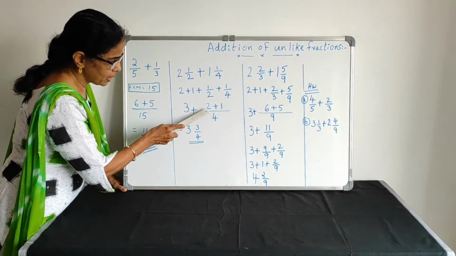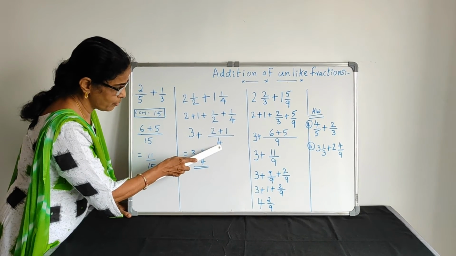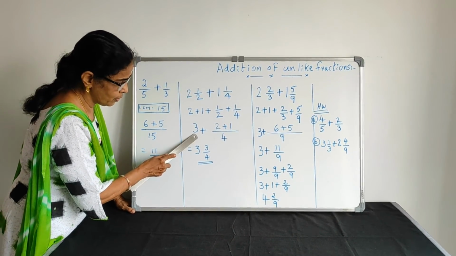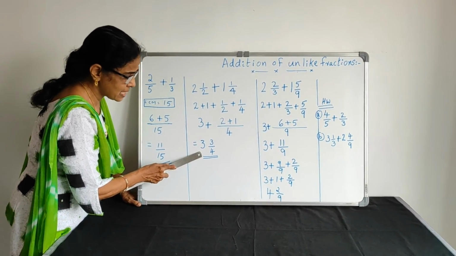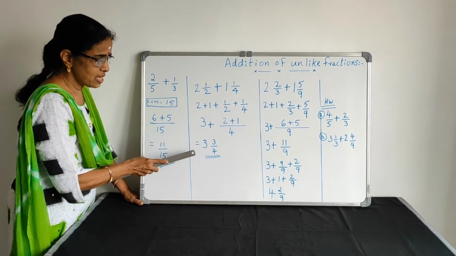Here you have to add in your mind. What is 2 plus 1? 3. 3 by 4. So 3 and 3 by 4. Together we are getting 3 and 3 by 4.